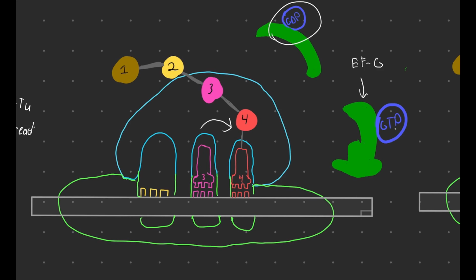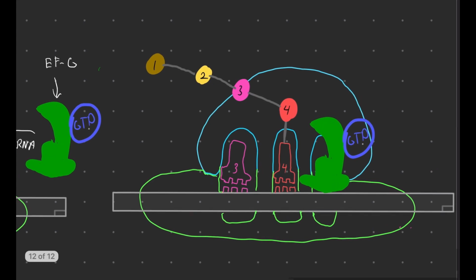And what EFG will do is it'll kind of come and sit in the A site, moving the nucleotide 3 subunits over, and this pushes all the tRNAs kind of one spot over, and that gets us to step 3.